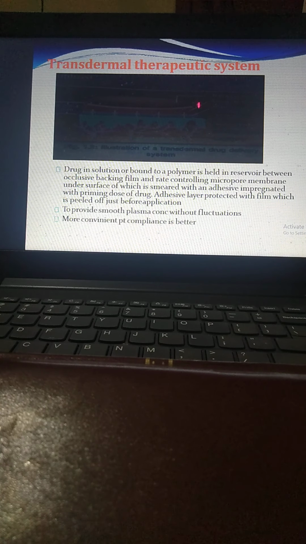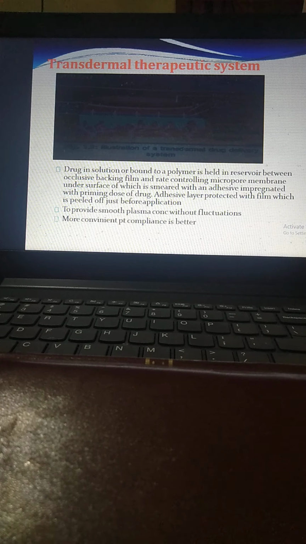Now the transdermal therapeutic system. Drugs in solution are bound to a polymer and held in a reservoir between an occlusive backing film and a rate-controlling micropore membrane, the under surface of which is smeared with an adhesive impregnated with a priming dose of the drug. The adhesive layer is protected with a film which is peeled off just before application. So this is a transdermal therapeutic system.